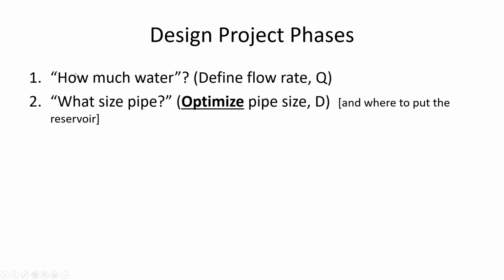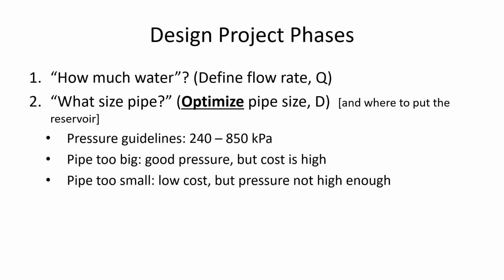So you've already done phase 1, which is figuring out how much water is needed. So you're defining the flow rate. And now in phase 2, you're answering the question, what size of pipe is required? And you're optimizing. You're also figuring out where to put the reservoir in order to pressurize the network. So again, the summary is 240 to 850. If the pipe's too big, that's good for pressure, but it's bad for pricing. And if the pipe's too small, that's good for pricing, but then during the demand condition, you're going to have unacceptably low pressure at your junctions. So we have to find that balance in between.